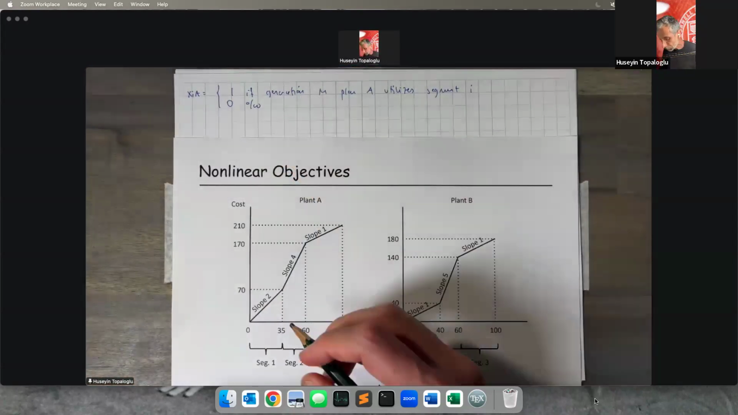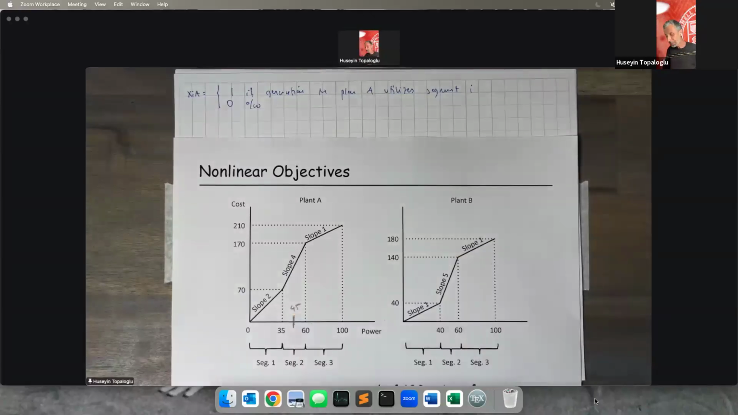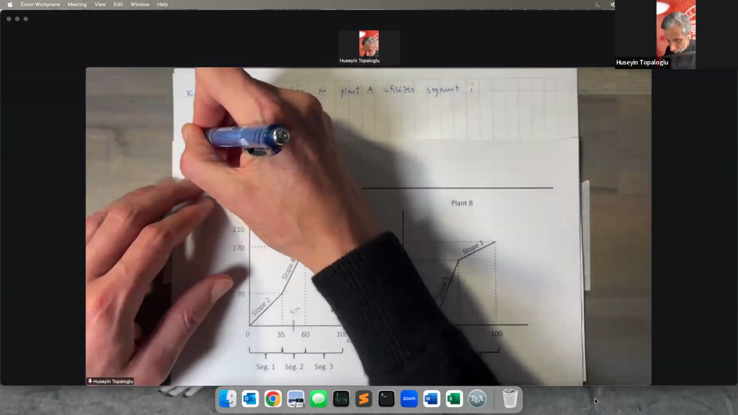For example, if we're producing 45 units of power in plant A, then our generation utilizes segment 1, and it utilizes segment 2 partially, but that's okay. But it doesn't utilize segment 3. So that is the meaning of our x_ia decision variable. x_ia takes value 1 if generation in plant A utilizes segment i. Good. Let's also define another continuous variable.